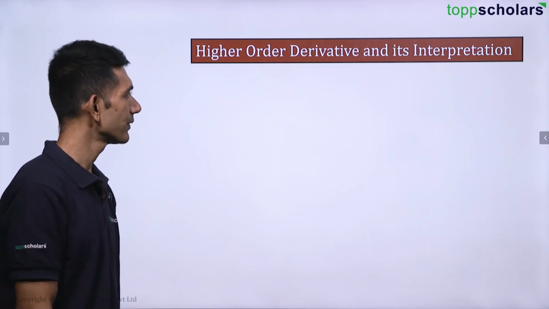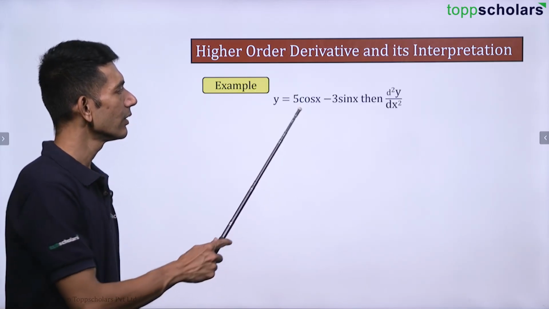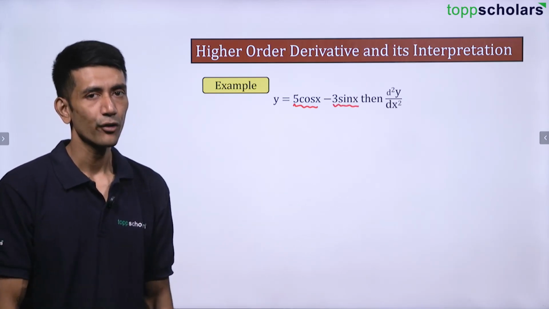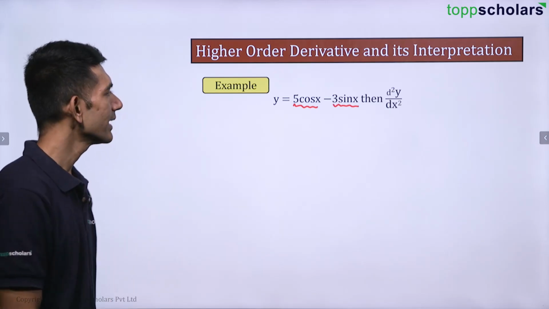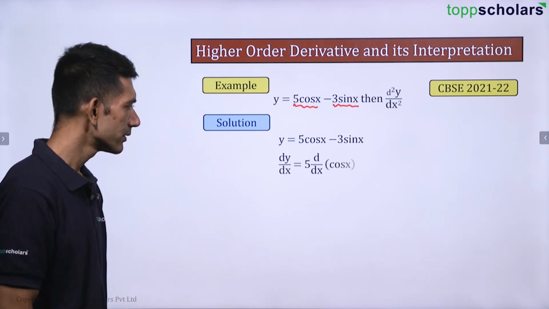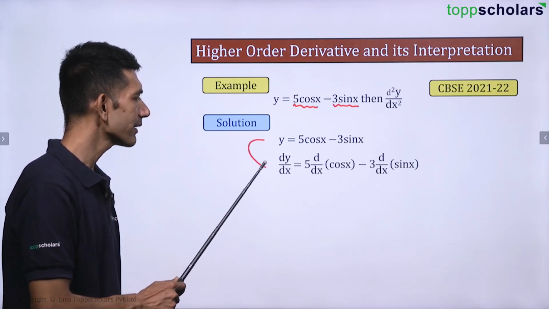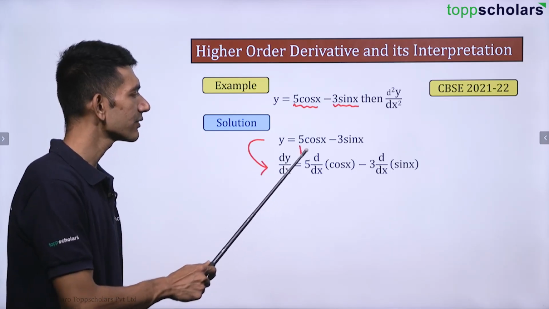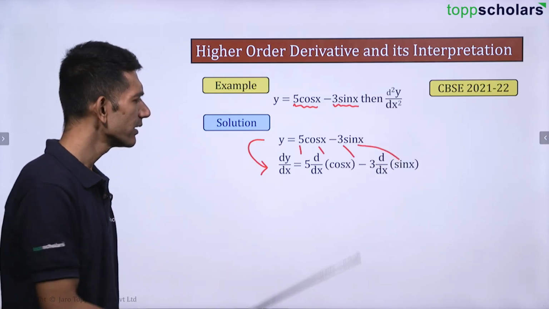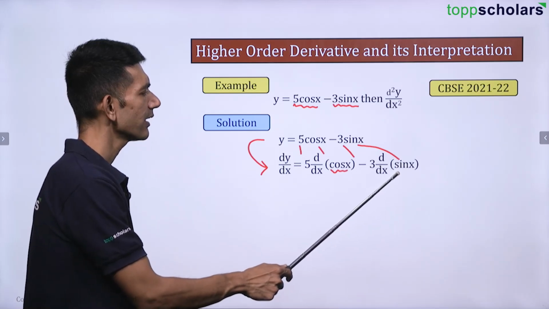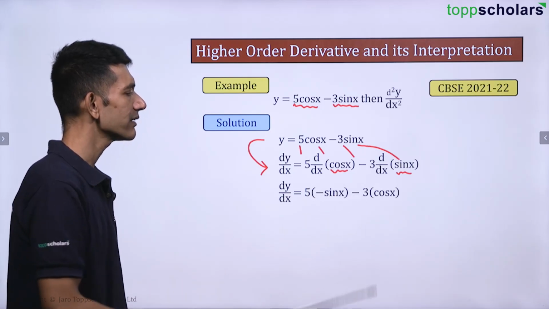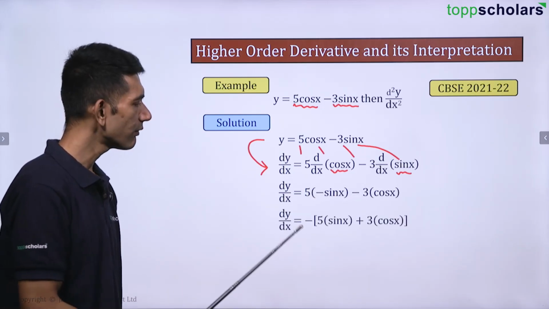Easy? Okay. Let us see an example now. We have y equal to 5 cos x minus 3 sin x. We are supposed to find out the second order derivative, that is d2y by dx square. Firstly, let us focus only on finding dy by dx. So what is dy by dx here? 5 as it is, derivative of cos x, minus 3 as it is, derivative of sin x. Constants we will keep outside. Derivative of cos x is minus sin x, derivative of sin x is cos x. So you get minus 5 sin x minus 3 cos x, minus sign common, 5 sin x plus 3 cos x.